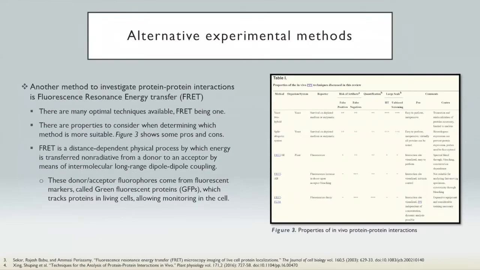So there are alternative experimental methods that you can use. Another experimental method that researchers may have conducted in order to investigate protein-protein interactions includes fluorescence resonance energy transfer, also referred to as FRET. Identifying key players and their interactions is fundamental for understanding biochemical mechanisms at the molecular level. There are many optimal techniques available, FRET being one of them.